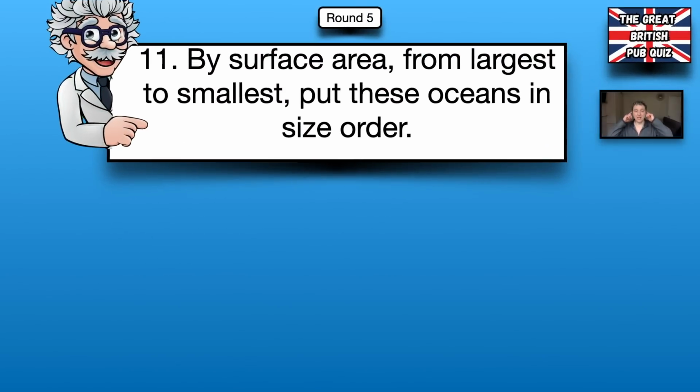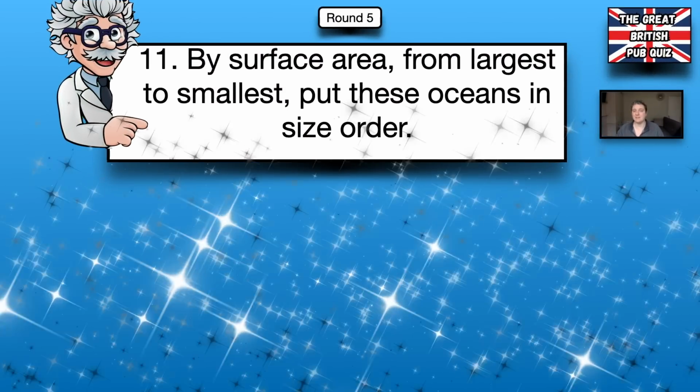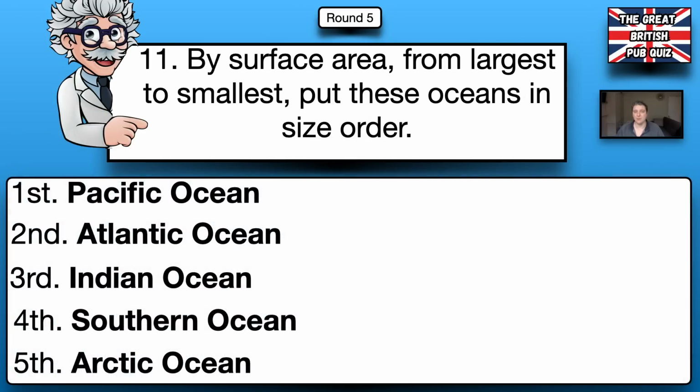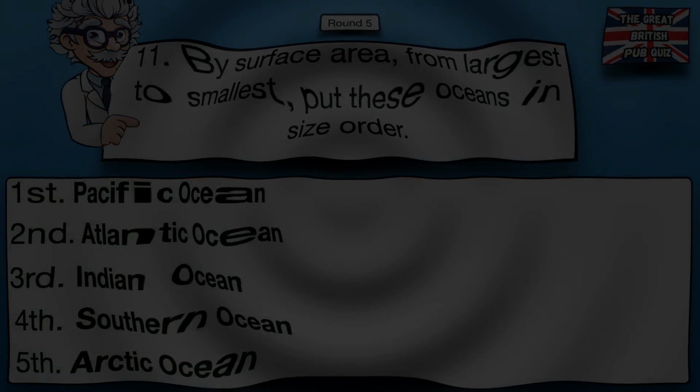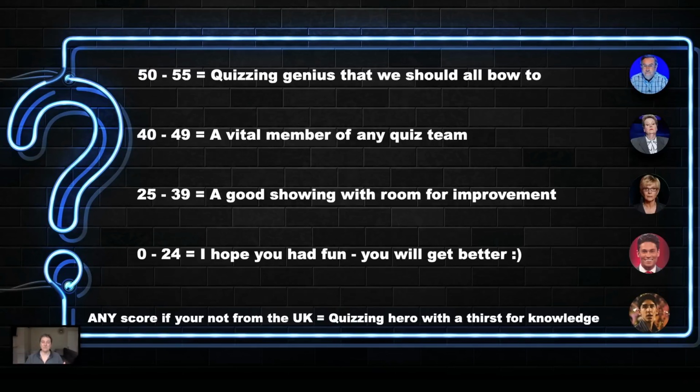Now, number 11, up to 5 points this one. By surface area from largest to smallest, put these oceans in size order. So the largest is the Pacific, followed by the Atlantic, then the Indian, then the Southern, and then the Arctic. Well done if you got all of those. So tally up your score, have a look at the score chart, and tell me in the comments which quizzer you are.